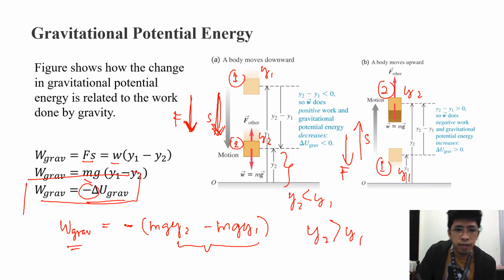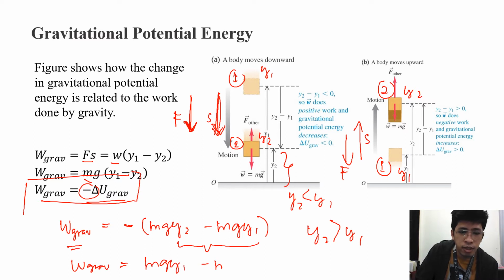Okay, for easy reference, you can just remember this one. Your work due to gravity is equal to mg y1 minus mg y2. So this is easier to remember.